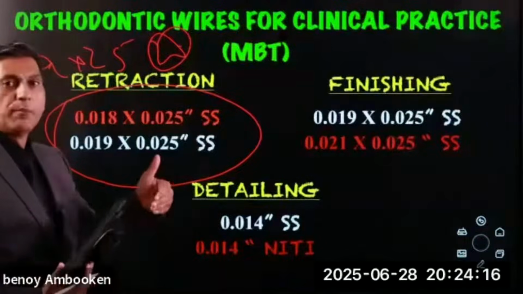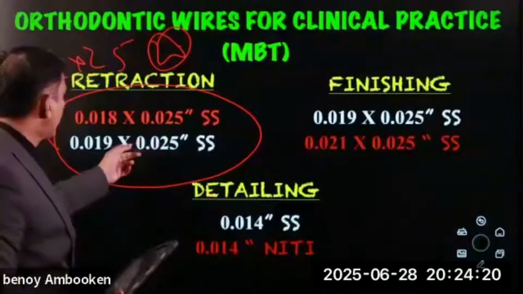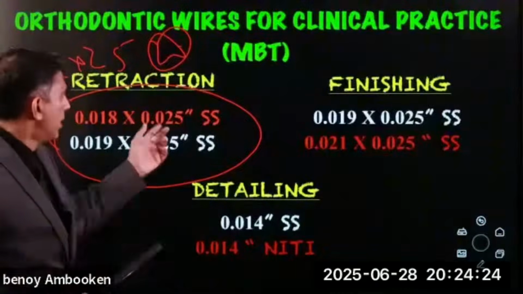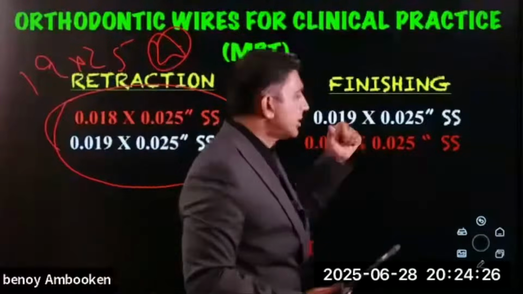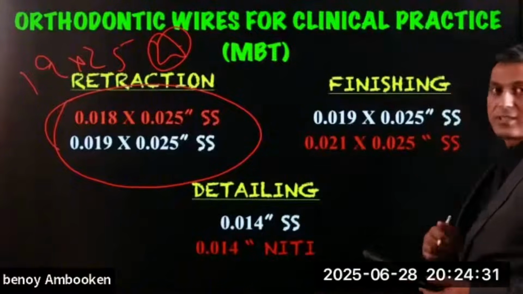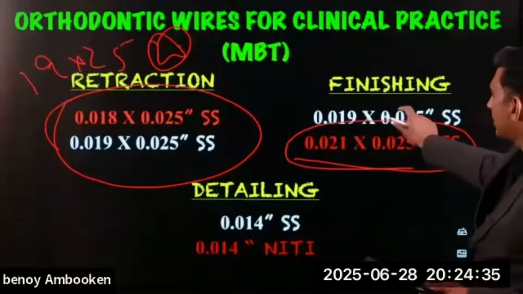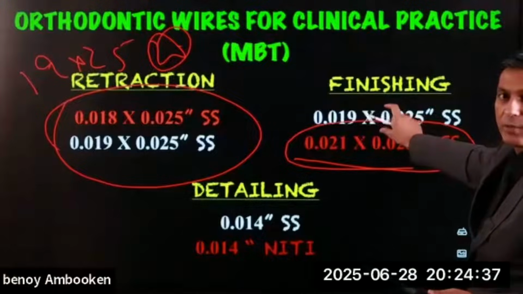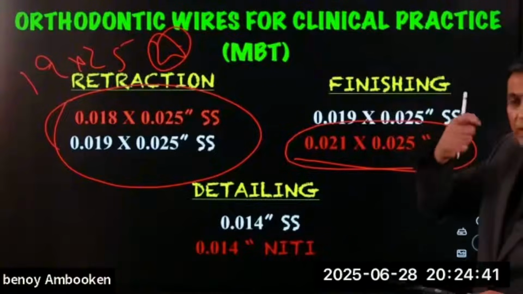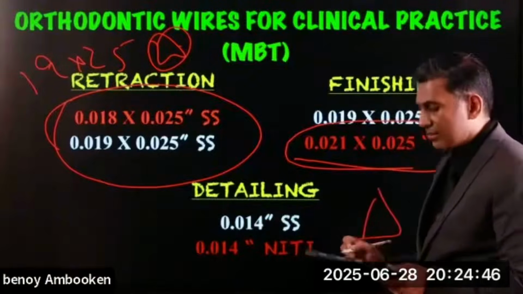But here, because of severe bimaxillary proclination, we sometimes use, instead of 19x25, even 18x25 stainless steel. After retraction, don't hesitate to finish the case. You can finish it with 19x25 stainless steel. So the textbook will tell 21x25 stainless steel, but I will suggest minimum you should be reaching up to 19x25 stainless steel as a finishing, and detailing or settling the occlusion is done in 014 stainless steel with settling elastics.